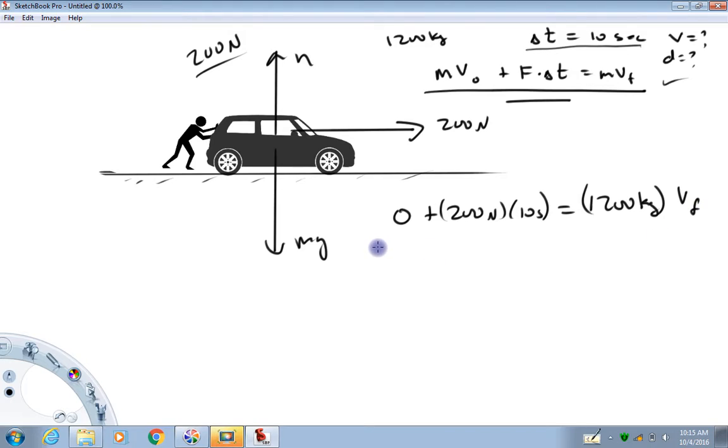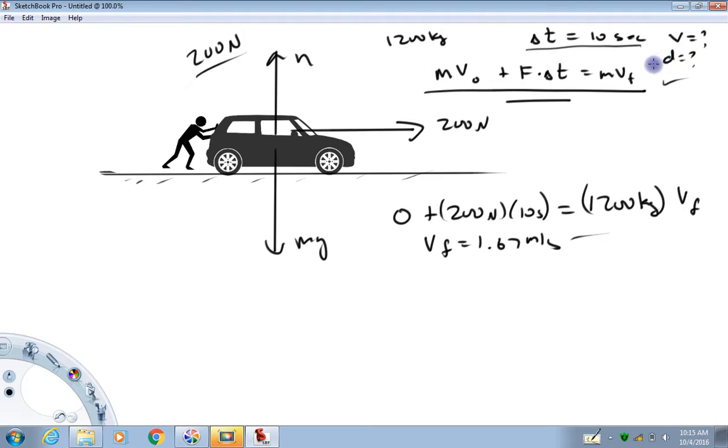So that's what this momentum equation has to say about this car acting under this external force of 200 newtons. If I solve that for the v final, what I get is about 1.67 meters per second. Boom. So there's the final velocity, 1.67 meters per second to the right.